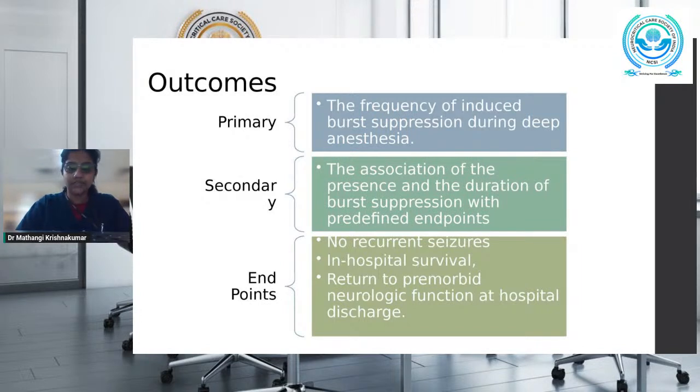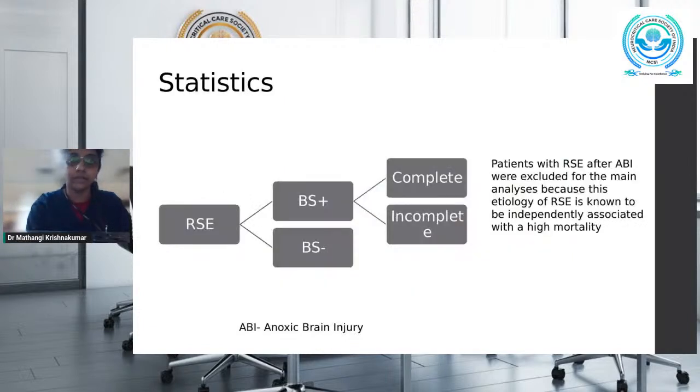Now, how did they define the outcome? The primary objective in the study was to see what was the frequency of induced burst suppression during deep anesthesia. The secondary objective was to see whether there was an association between the presence and the duration of burst suppression with predefined endpoints. What were the endpoints? One, no recurrent seizure after treatment with IVAD, or in-hospital survival, or how many patients returned to pre-morbid neurologic function at hospital discharge. So these were the secondary endpoints considered in this particular study.